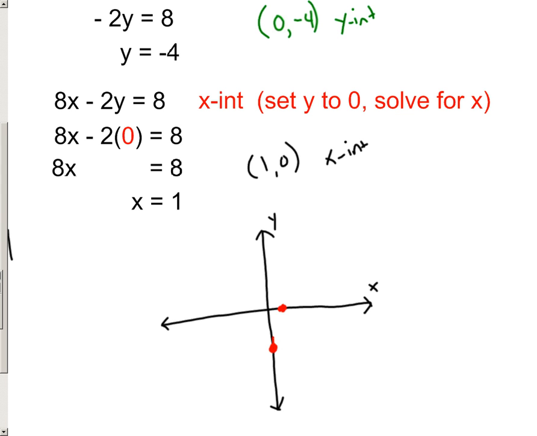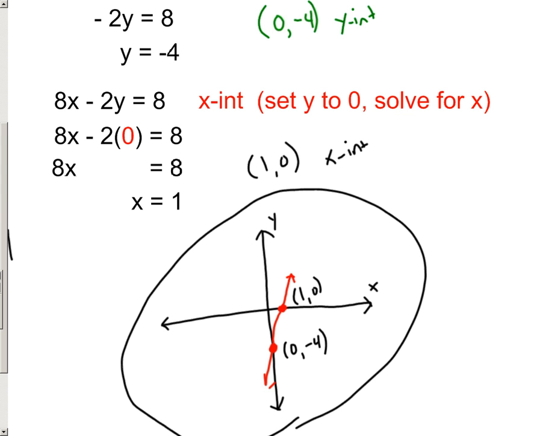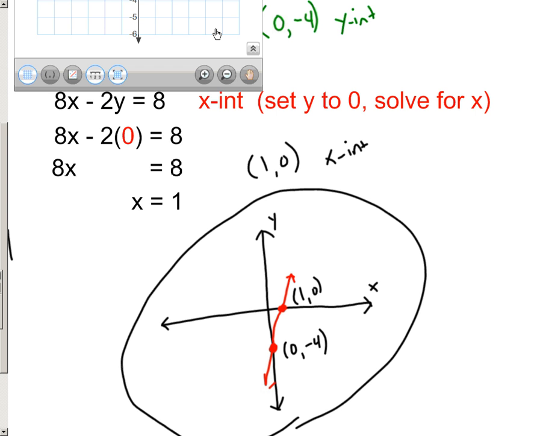So now let's just sketch a line running through these 2 points, and that's roughly what your line would look like. But I want you to do the following. The y-intercept is 0, negative 4, and the x-intercept is 1, 0. Just put it close to your dots there. Okay, that's all you have to do. It's done. If you're wanting to see what it would look like on an actual graph, we can take just a second and do that.